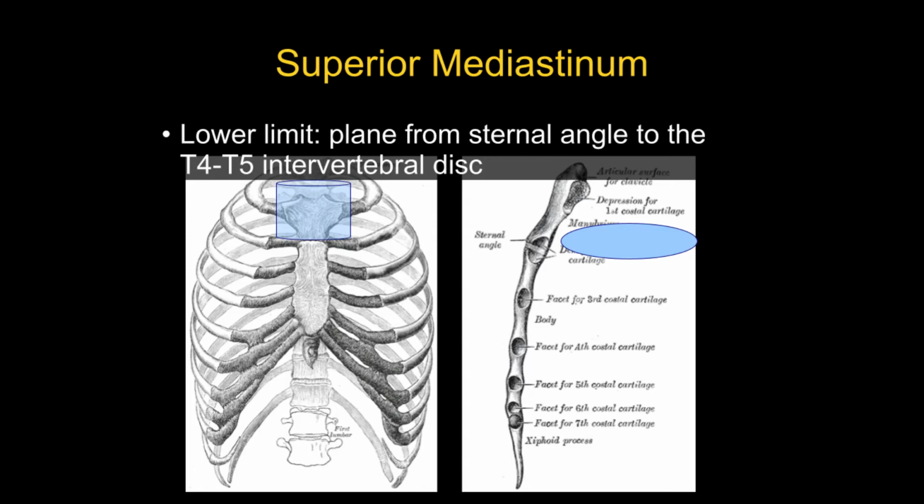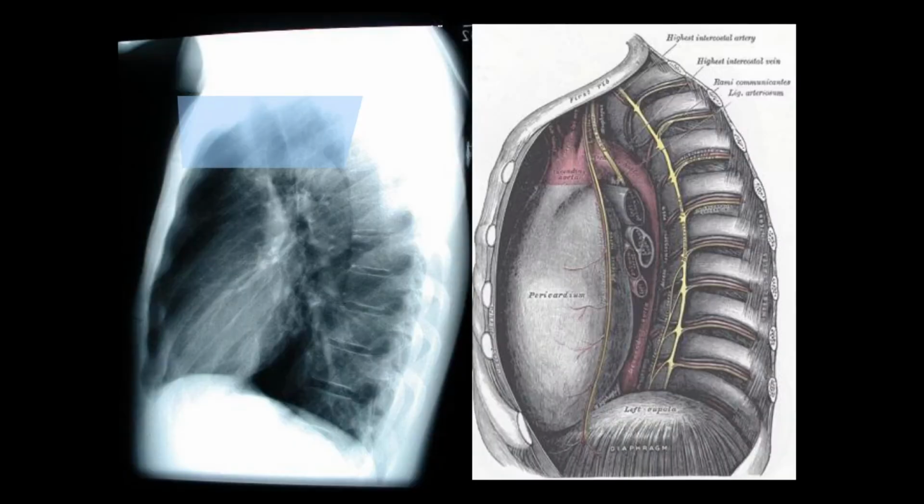The lower limit of the superior mediastinum is at the level of a plane from the sternal angle in front, with regard to the sternum, or a more exact delimitation would be at the level of the intervertebral disc between the fourth and the fifth thoracic vertebral body. So here an X-ray would show the superior mediastinum above the heart, so it includes that major blood vessel over there.